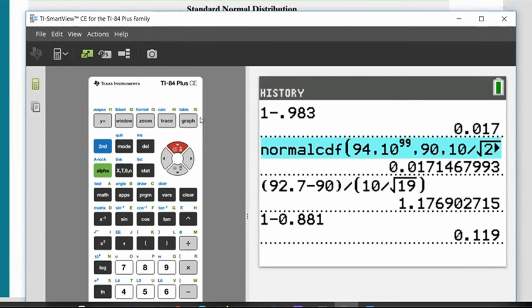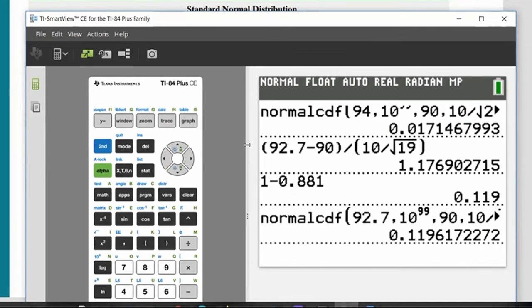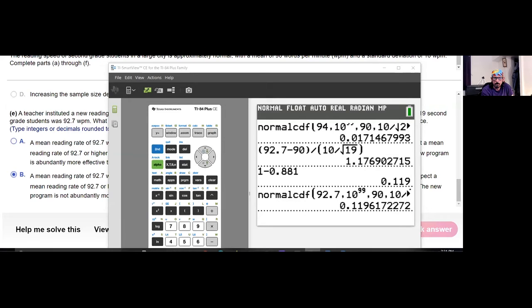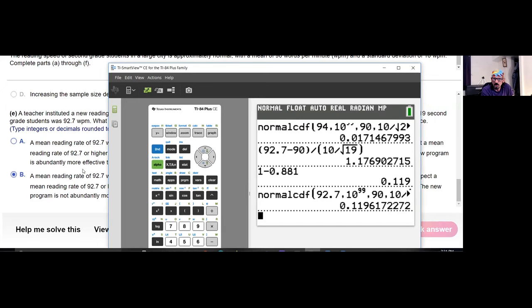Normal CDF wise, place that 94 with a 92.7. And again, we're going to the right. Okay, and the sample size was 19 now. That would round down to 0.1196. Either way, that number is not smaller than 0.05. So she does not have an unusual result. She doesn't have much proof that this is a new reading program that's significantly improving. So the probability, taking what we get from normal CDF, rounds down to 0.1196.